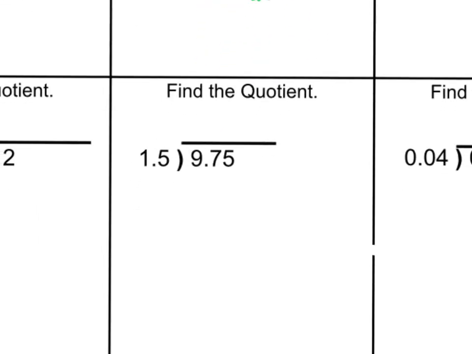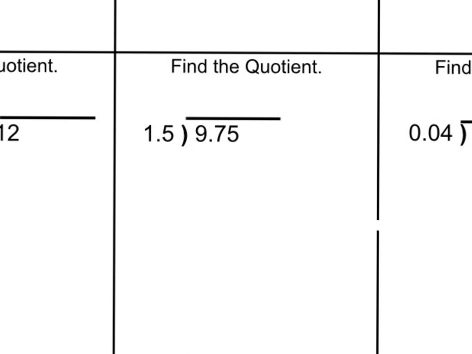For the next one, it says find the quotients. We must make the 1.5 into a whole number, so the decimal needs to move to the right one place. We'll do the same on the inside. Now it looks like this. 97.5 is being divided by 15. 15 cannot go into 9. 15 can go into 97.